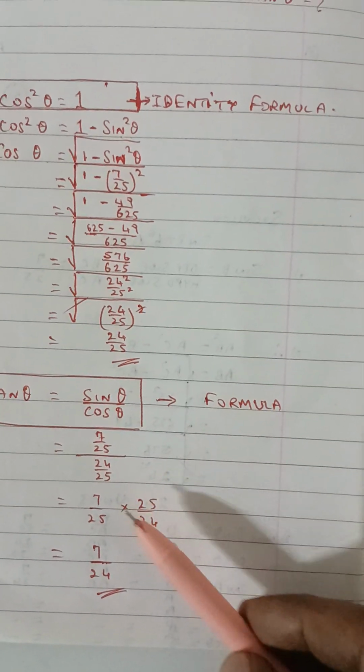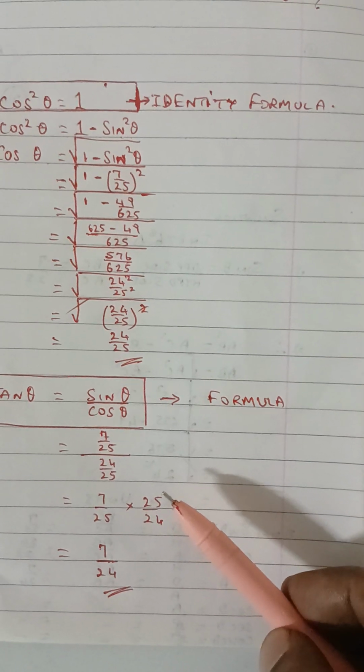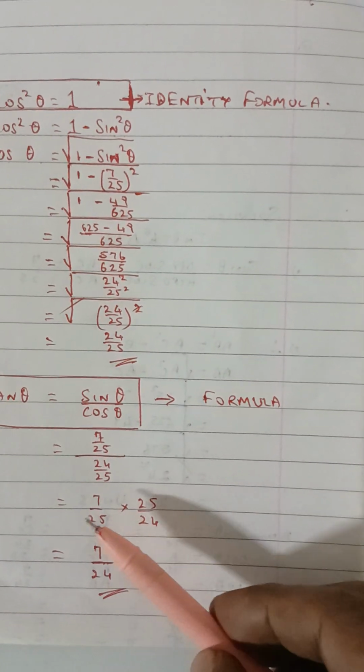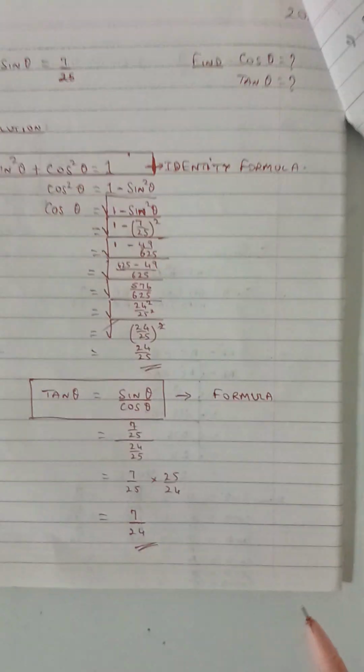Now invert it over here, 7 upon 25 into 25 upon 24. 25 gets cut off, 7 upon 24. So tan theta is 7 upon 24. This is the second method.